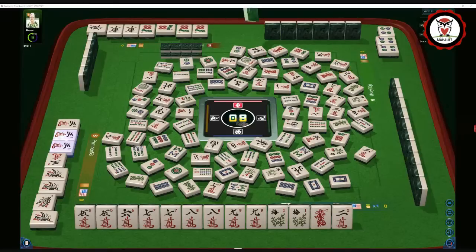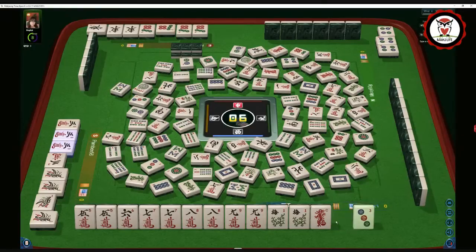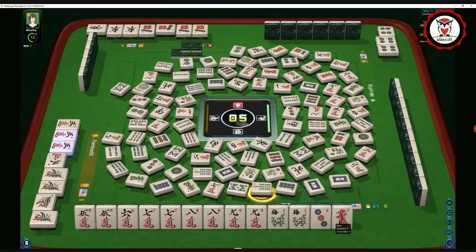6 characters. Well, there goes our last 6 too. We're just going to do defense at this point. 1 dot. We're switching to defense. 8 bamboos. 2 characters. This sure looks pretty though. 7 bamboos.